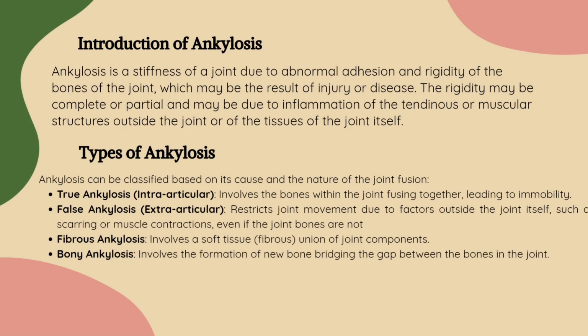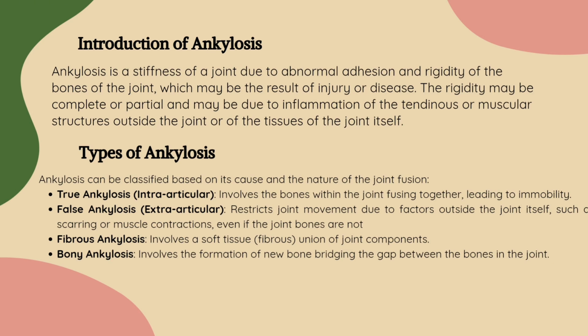Introduction of ankylosis. Ankylosis is the stiffness of a joint due to abnormal adhesion and rigidity of the bones of the joint, which may be the result of injury or disease. The rigidity may be complete or partial and may be due to inflammation of the tendinous or muscular structures outside the joint or of the tissues of the joint itself.